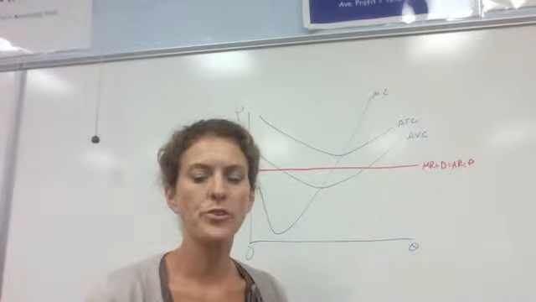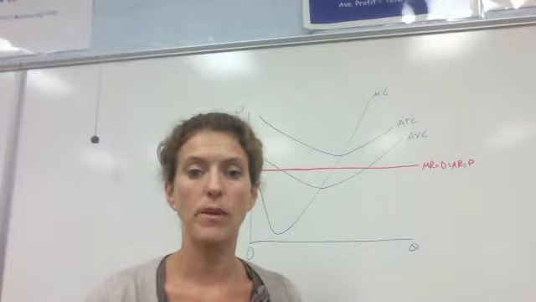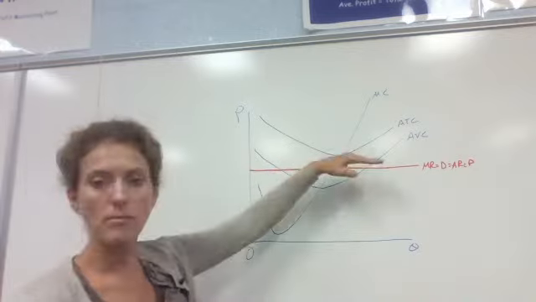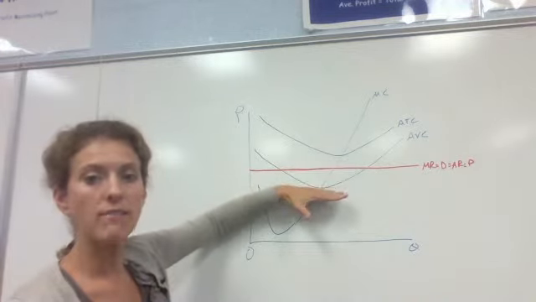Alright, this time we're going to show you a firm that's minimizing its losses but should stay open. Okay, notice what's different about this graph. Where Mr. DARP comes across is between the lowest ATC and the lowest AVC.